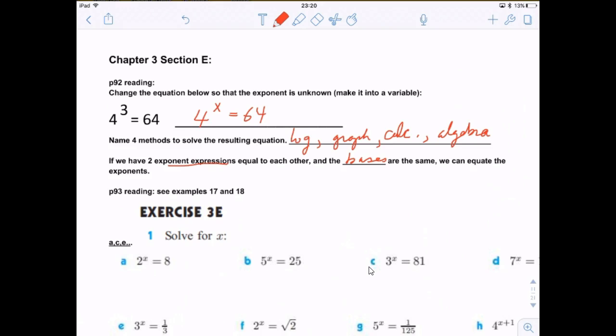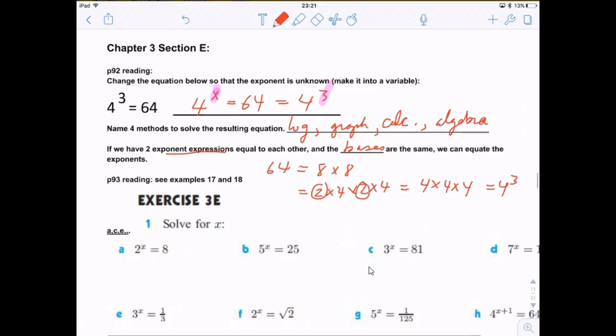For example, 64 is actually equal to 8 times 8, right? 8 times 8 is equal to 2 times 4 times 2 times 4. Let's see. 2 times 2 is 4. So actually, 64 is equal to 4 times 4 times 4, which is 4 to the third. So if we make 64 equal to 4 to the third, then we know that the 3 is equal to the x, and we're done. Okay, that's basically what we're going to be doing on this page.